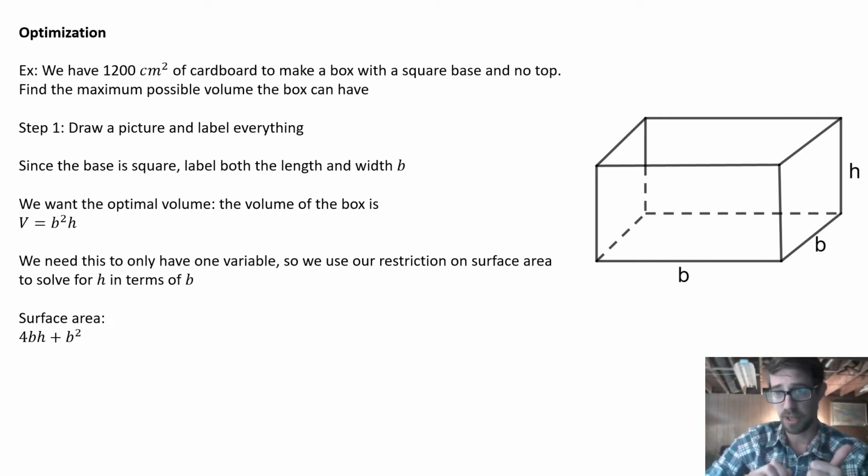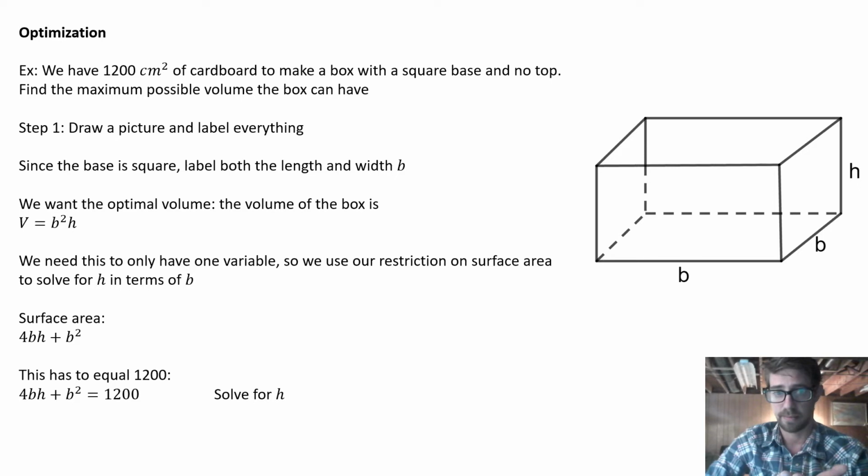So we have 4BH for the 4 sides, and then B squared for the bottom, for the base. And then remember, we have no top. So, right, that's our simple equation for the surface area. And that's a restriction. So you'll always be given some restriction in these types of problems, because if I just said, hey, make a big box, you'd say, well, give me more material, right? We have a fixed amount of material, and we want to know the optimal box shape.